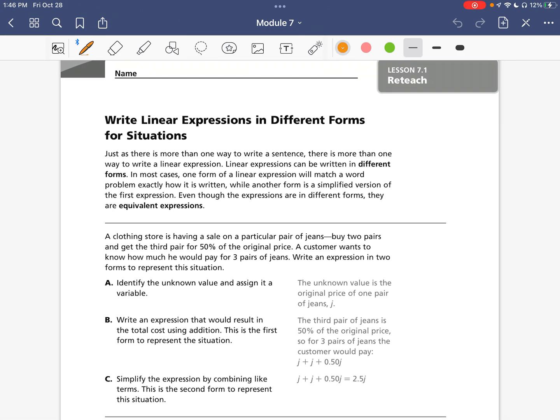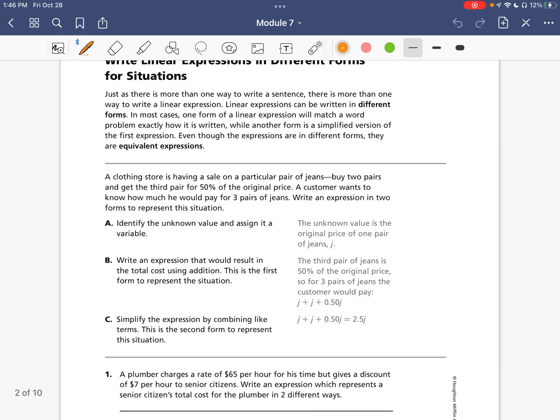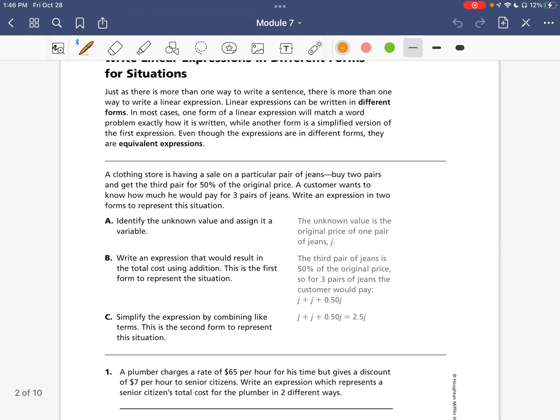So here we have a word problem. A clothing store is having a sale on a particular pair of jeans. Buy 2 pairs and get a third pair for 50% off the original price. A customer wants to know how much he would pay for 3 pairs of jeans. Write an expression in 2 forms to represent this situation.